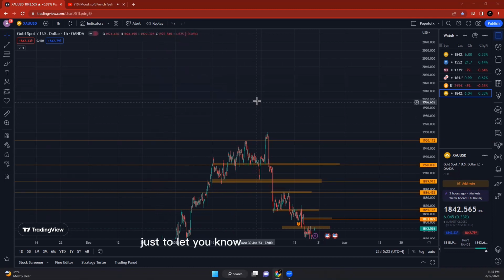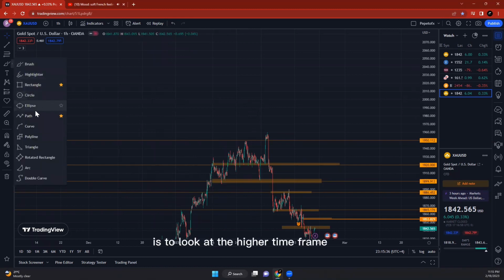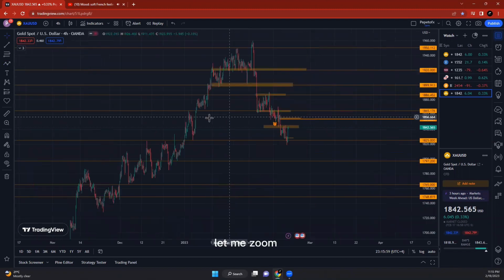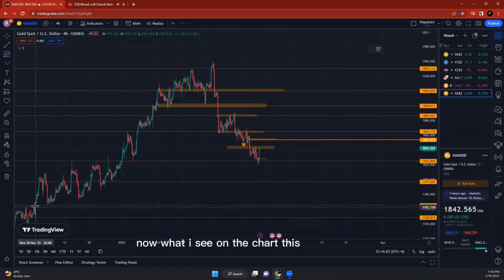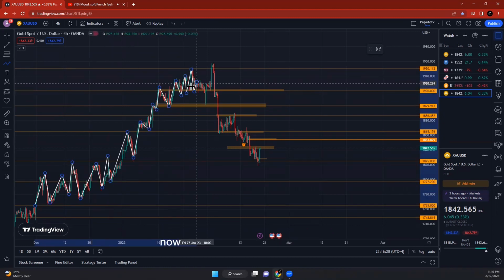Just to let you know how I look at the chart, how I read the candles, how I read the price action, and a lot of these details. The simple way to look at the chart is to look at the higher time frame first, like 4 hours plus: 4 hours, daily, weekly, monthly, to know the higher time frame market structure. Let's say on 4 hours, what we have here, let me zoom in. This is what I see on the chart: market structure. So now let us complete all this drawing.